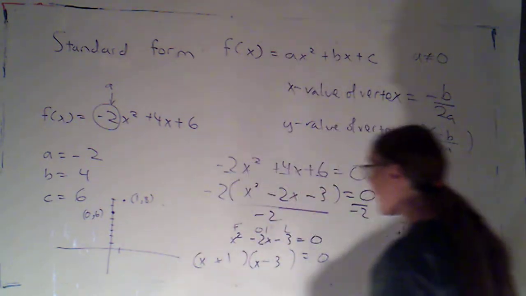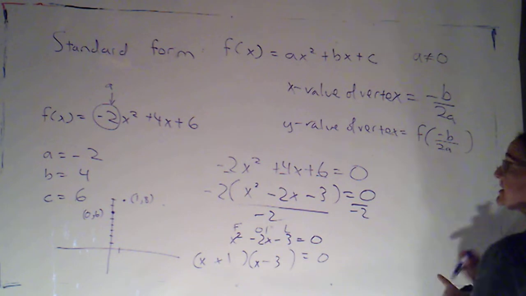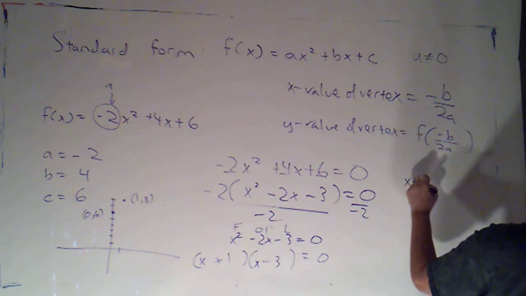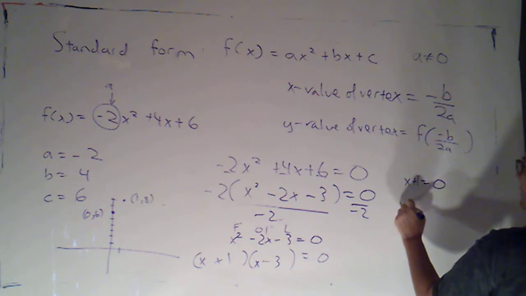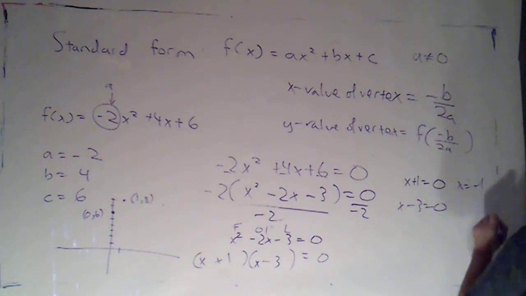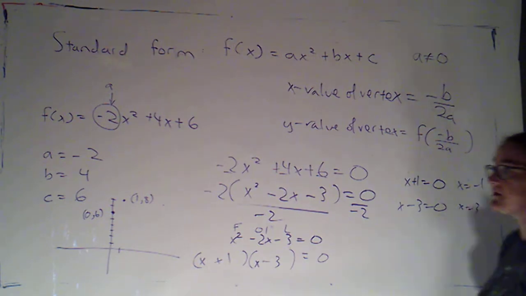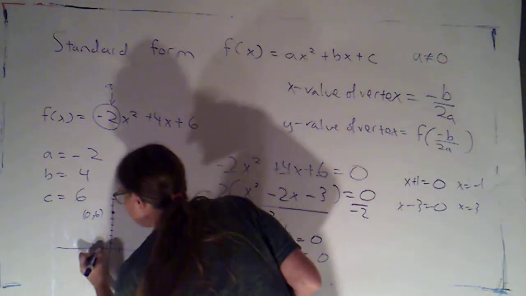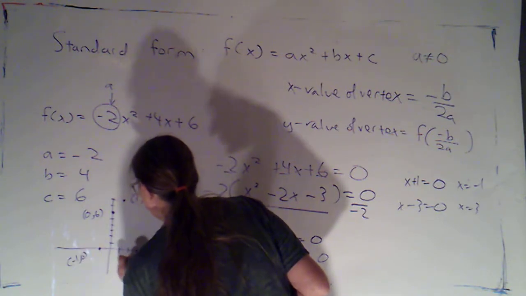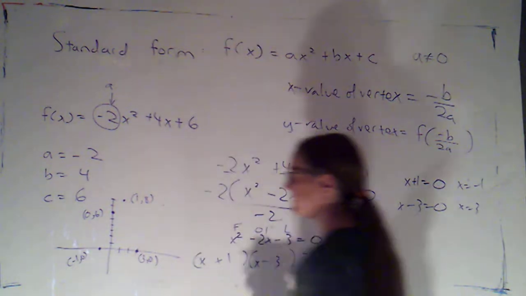Now, once you've got it factored, if two things multiply to give you 0, one of them is 0. So either x plus 1 is 0 or x minus 3 is 0. This would mean x is negative 1, and this would mean x is 3. So I'm going to have a point here, negative 1, 0, and I'll have a point here, 3, 0.